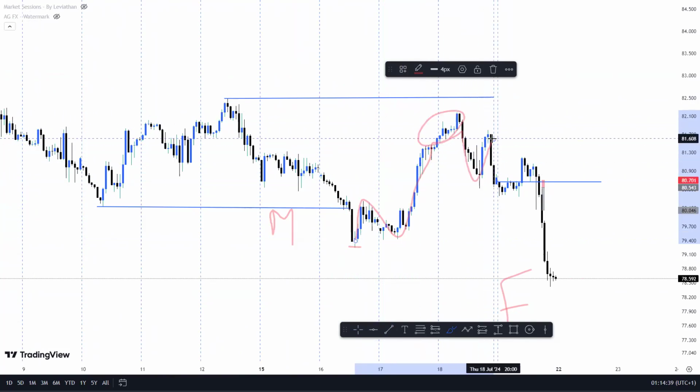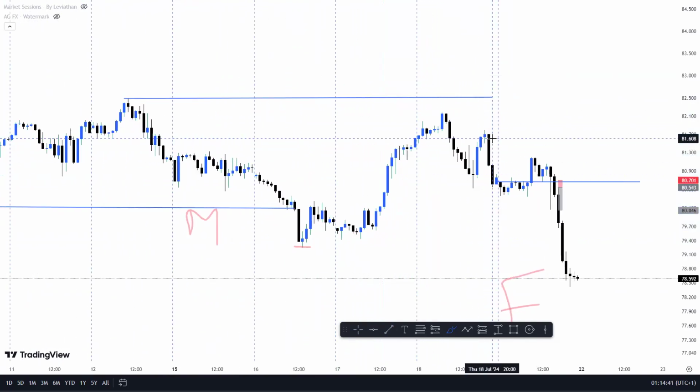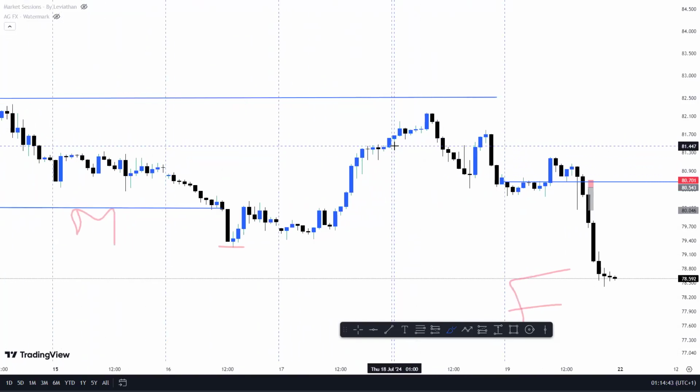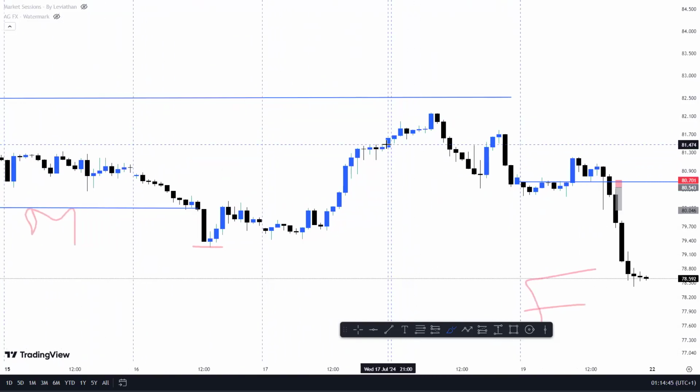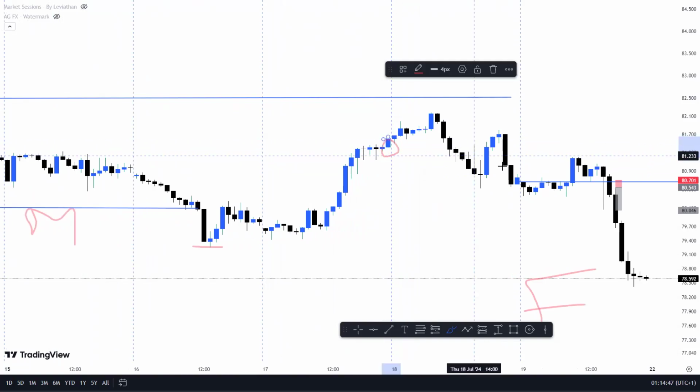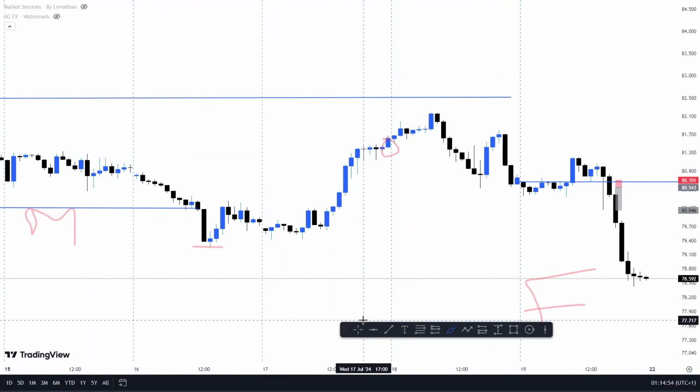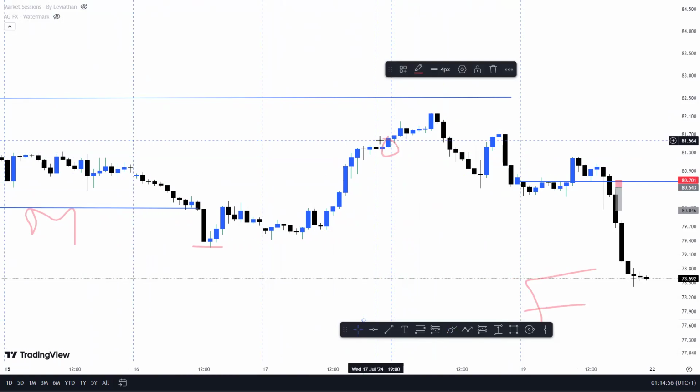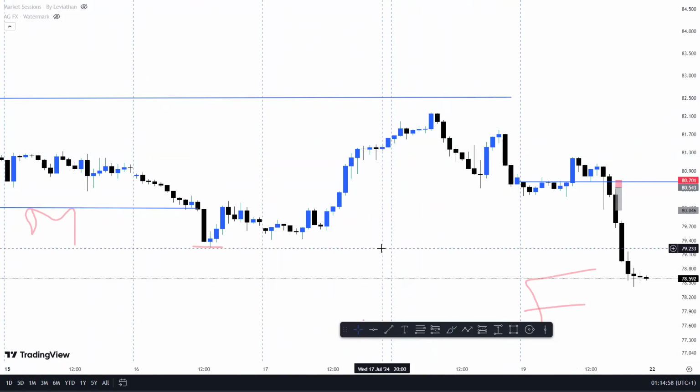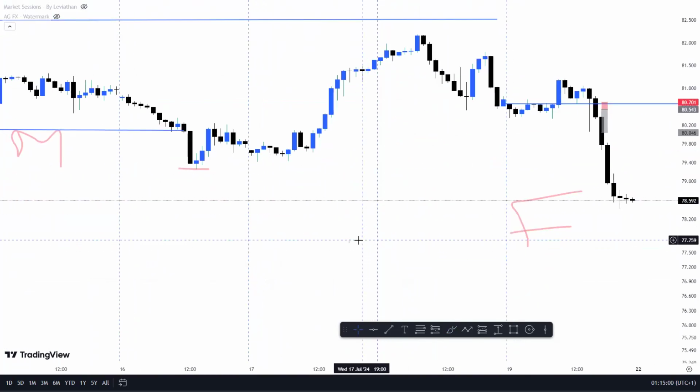It closed as a first red day. How do I know that? This is where the market opened on Thursday, and this is where it closed. So you can see the market closed below its open. That gives us a first red day.